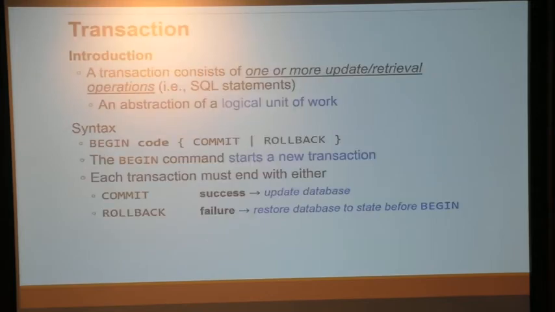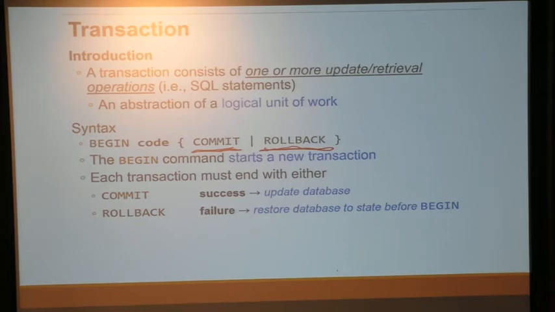Consider this. This is the syntax. A transaction has two outcomes: either the transaction is successful, or the transaction fails. When the transaction is successful, you end with a commit. When the transaction fails, you end with a rollback. But what is the behavior? When you commit, that means everything is updated at the same logical time, as if they are done at the same logical step. If it fails, you go back to the state before the begin.